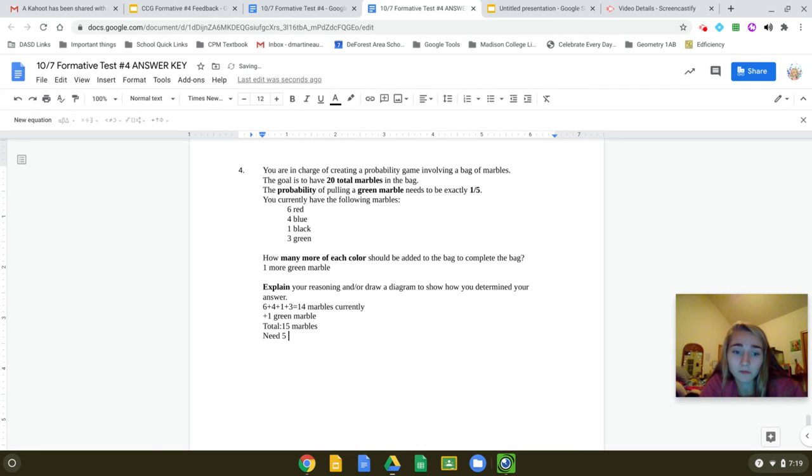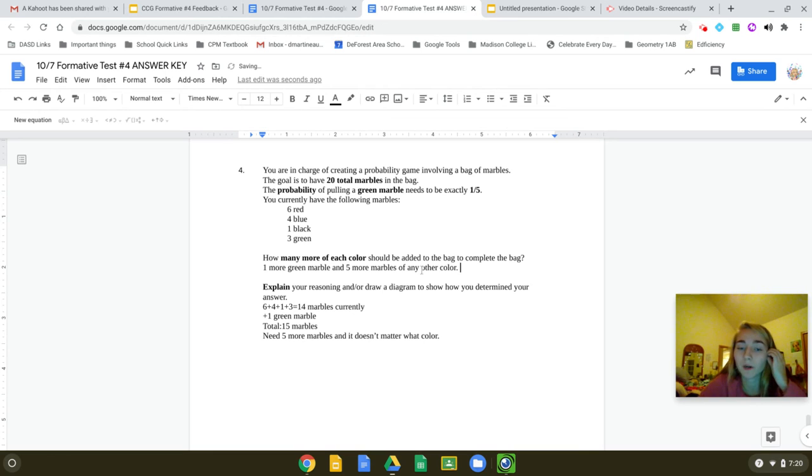So I'm going to write that down. Need 5 more marbles. And it doesn't matter what color because no other color has a probability that I need to worry about. So you can put any of them. You could put 5 more red, 5 more blue, 3 blue, 2 black, whatever you want as long as there's no more green. Because remember, green has to be exactly 1/5. So 1 more green marble and 5 more marbles of any other color.